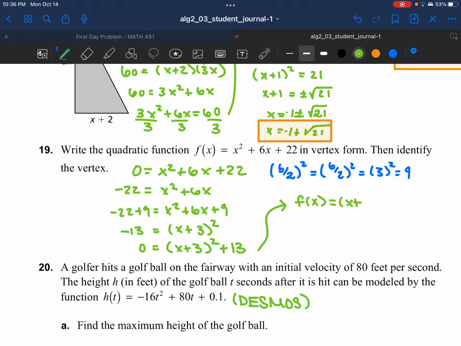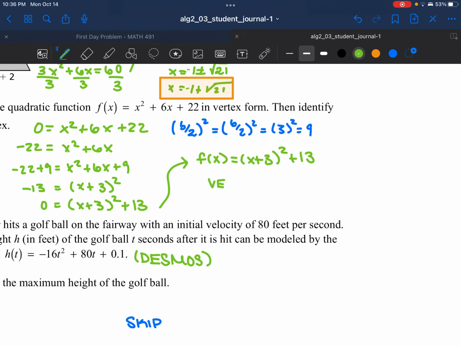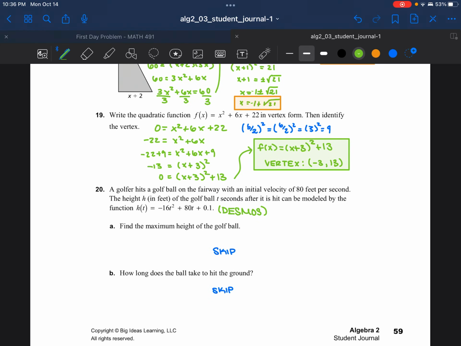And then vertex form, we're just going to replace that f of x back there. So f of x equals x plus 3 squared plus 13. So the vertex is -3, 13. And finding that vertex is from chapter 2, but completing the square is from chapter 3.